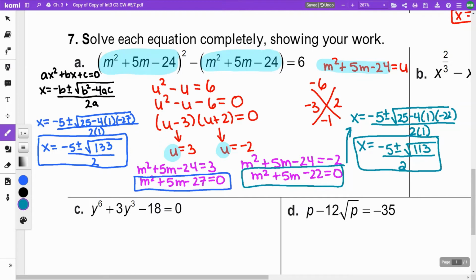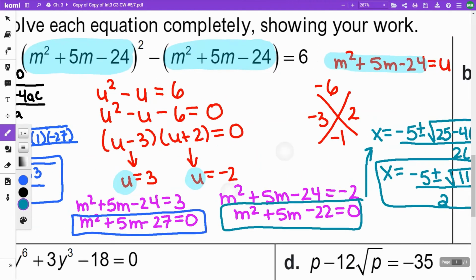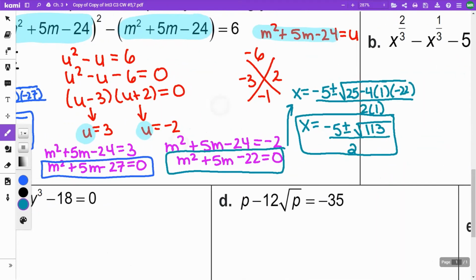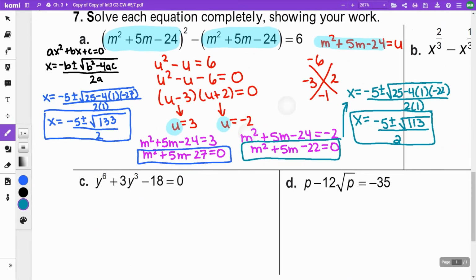Okay, so this is where I'm trying to get you guys to understand that it's really important that we know how to solve a quadratic by factoring like I did in red, or quadratic formula like I did in blue and teal here, because sometimes we have to do more than one thing. Okay, let's take a look at B. And again, I'm not expecting us to master this. I want us to get it on our paper, process it. We're going to practice more on Monday. Okay.